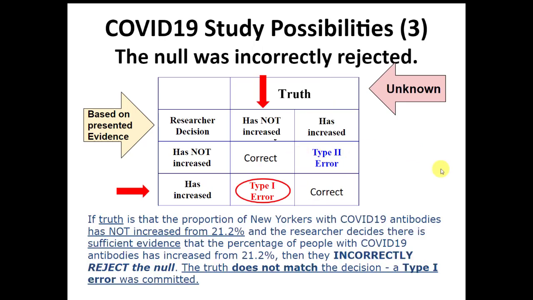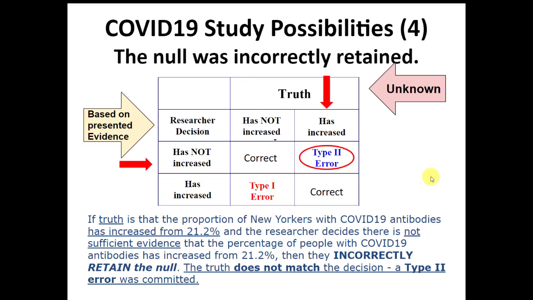Another possibility that can happen is that the truth has not increased. It's actually still 21.2%. But based on the evidence in the study, there is enough evidence that the researcher decides to reject the null and assume that the alternate hypothesis is correct. In this case, the truth does not match the decision, and so the decision is incorrect. By incorrectly rejecting the null, the researcher has made a type 1 error.